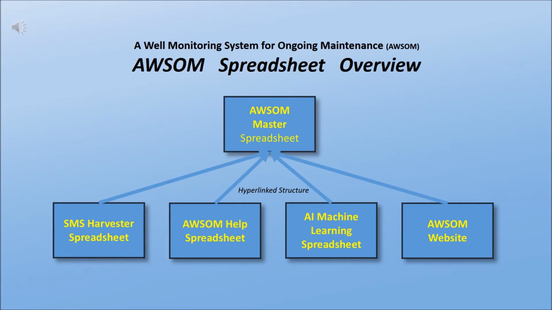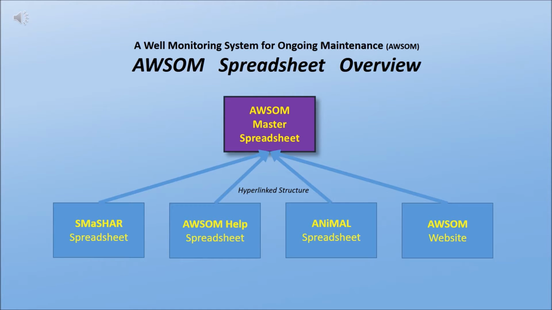The AWSOM spreadsheet is supported by 4 other spreadsheet-like activities. First, the SMS Text Harvester spreadsheet, the AWSOM Help spreadsheet, the AI Machine Learning spreadsheet, and the AWSOM website. This was necessary because putting it all in one spreadsheet made it so big, the whole thing took so long and was so slow to work. We've split it up in 5 if you include the master one.